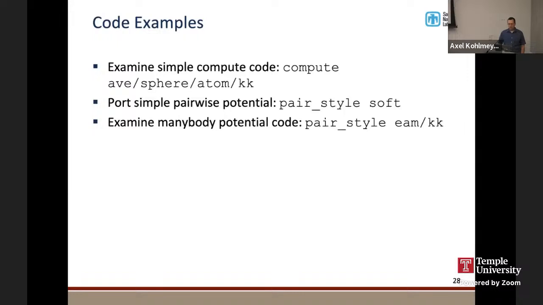Okay, so now we're going to look at some code examples. So first, we're going to examine a simple compute, compute_ave_sphere_atom_kokkos. And then we're gonna port a simple pairwise potential, so that's pair_style soft. And then we're gonna look at the EAM miniapp potential.